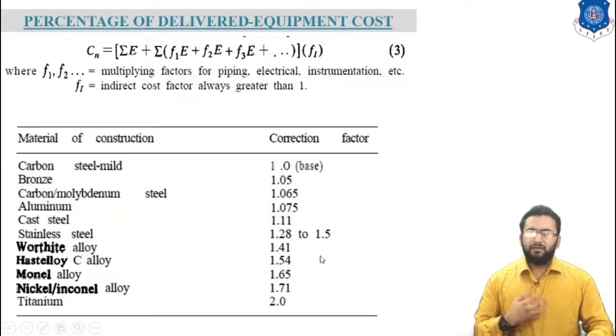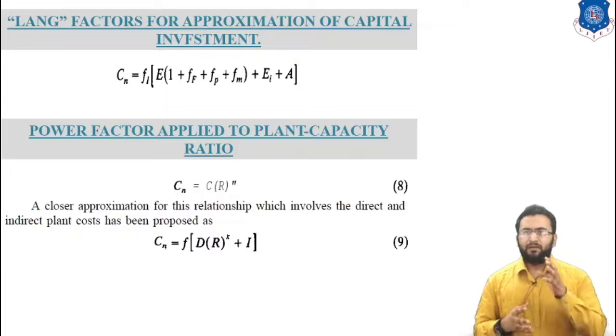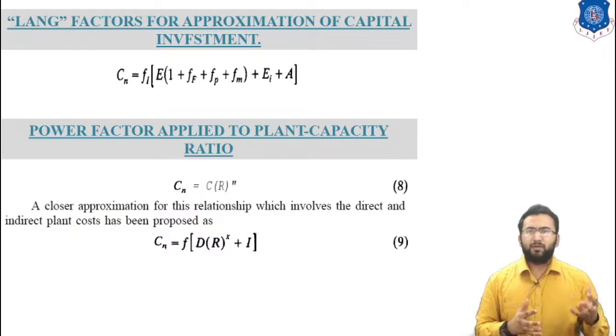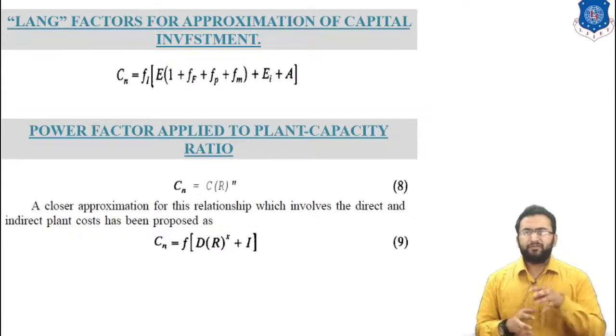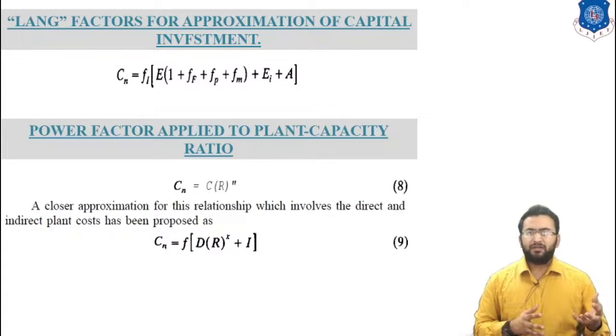Now let's talk about the next method, which is the Lang factor method for approximation of capital investment. The technique was originally proposed by Lang and is used quite frequently to obtain an order of magnitude cost estimation, by the recognition that the cost of a process plant may be obtained by multiplying the basic equipment cost by some factor to approximate the capital investment. This factor depends upon the type of process plant being considered. These values may be combined to give the Lang multiplying factor that can be used for estimating total direct plant cost, fixed capital investment or total capital investment.